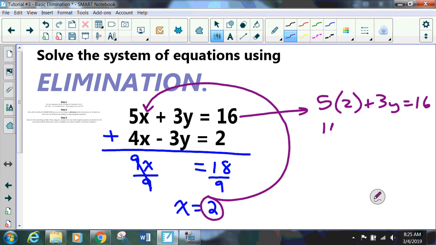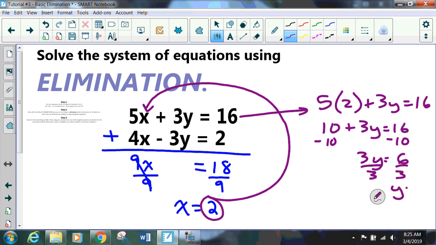5 times 2 is 10. And then it's just a two-step, right? We're going to subtract 10 from both sides, and we get that 3y is equal to 6. We divide both sides by 3, and we get y equals 2. So our final answer, putting the two together, is 2, 2.